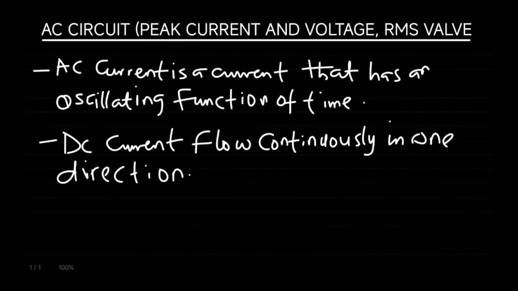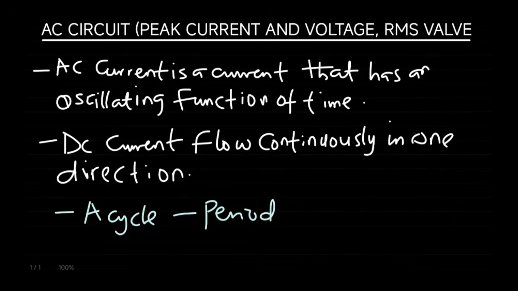Now we have parameters of sinusoidal AC current. We have the cycle, second one, we have the period, and the third one, we have the frequency. Each of these have their definition and their formulas. We'll be looking at the definition of the parameters of sinusoidal AC circuit, and we'll also look at peak current and peak voltage, and the RMS value of current and the RMS value of voltage.